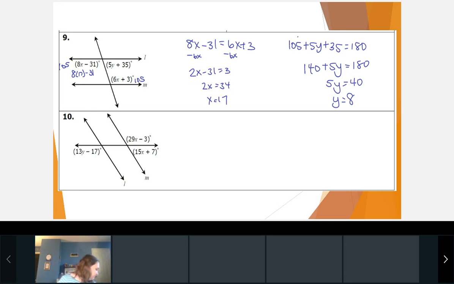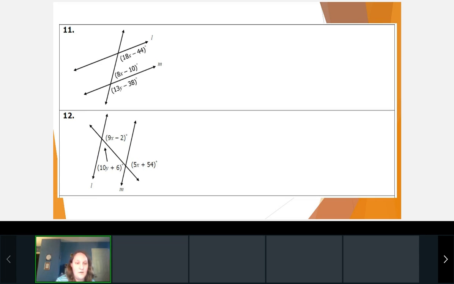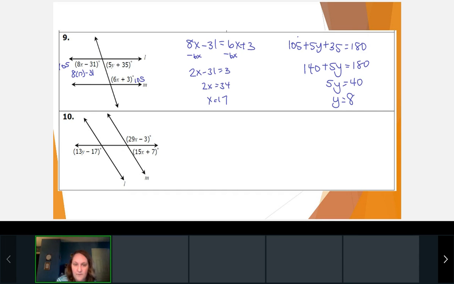Okay. That is going to be the same idea for number 10, number 11, number 12. I want to show you one that maybe looks a little different since we're running low on time. Where did the 105 come from? Plugging that 17 back into this expression. When you plug the 17 back in either here or here, that's where 105 came from.